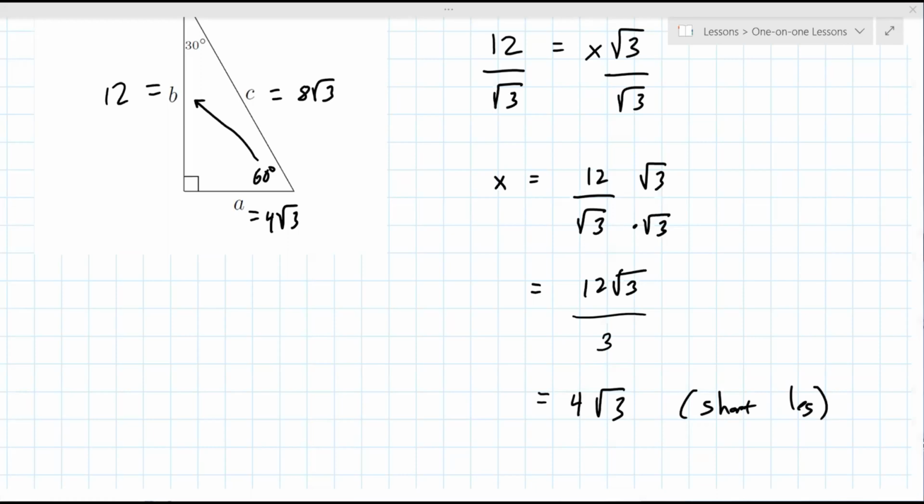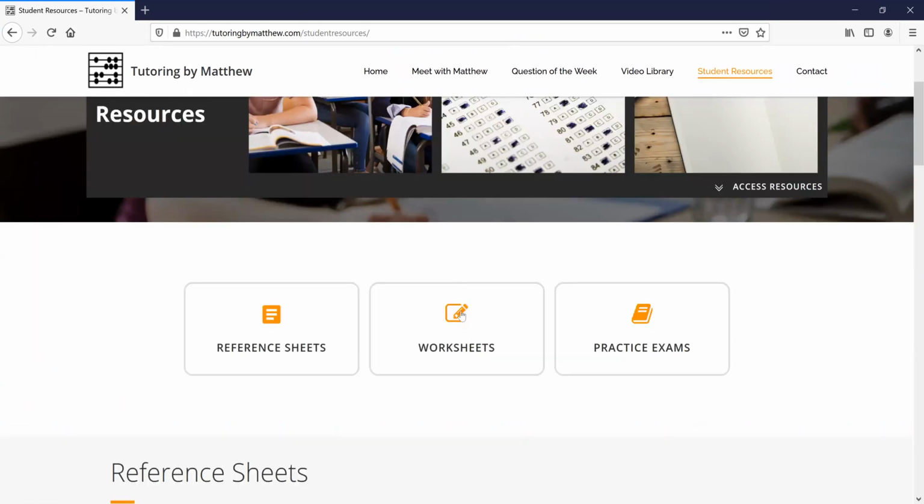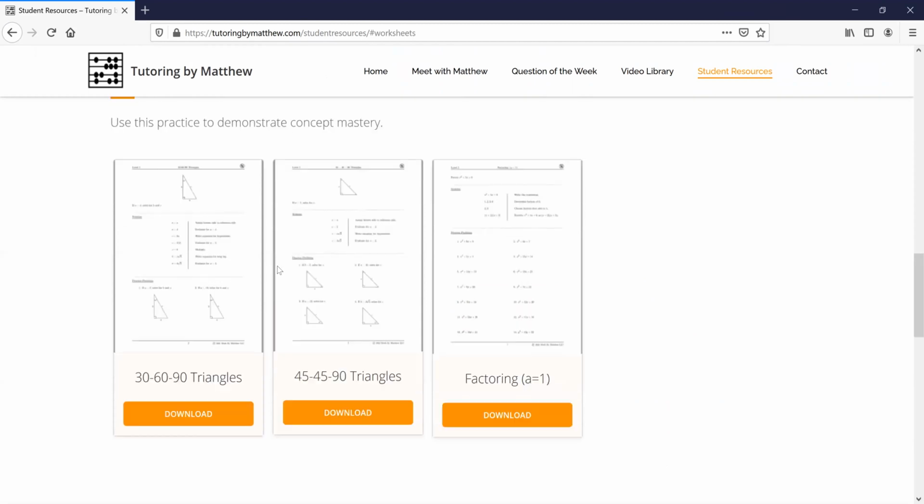Okay. All right, so let me just make sure I can get you there. I'm just going to share my screen here, different view. If you go to tutoringbymatthew.com, where you got the lesson, it's under student resources. You can either click on worksheets or go down here. I would really recommend you get both of these and just work through the problems. It'll really help. Even if you just do 10 minutes on each, you're going to know so much more.